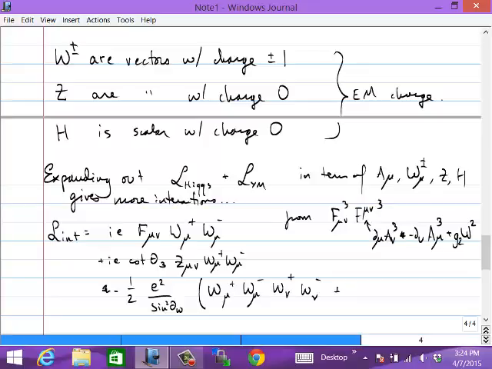And then, so this is one term where W pluses and W minuses can scatter off of one another. You could think of it as a W plus and a W minus with the same polarization scattering into a W plus and a W minus with the same polarization. And then there's a second term involving a W mu plus, W mu plus, and a W mu minus, W mu minus.